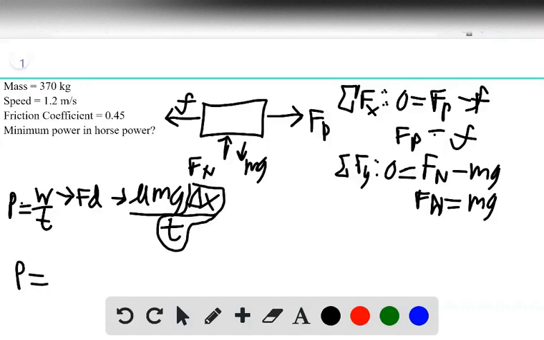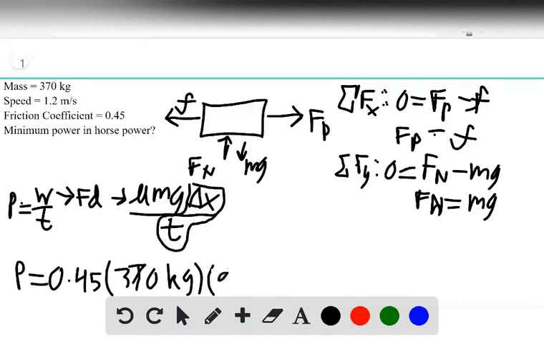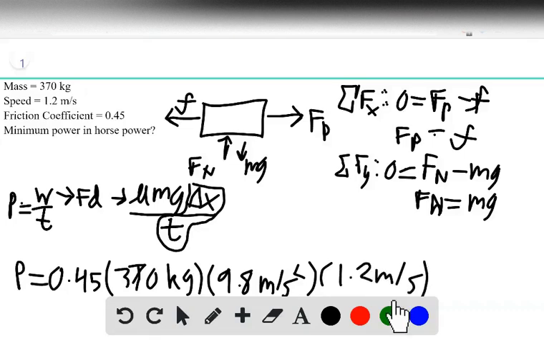Power equals mu, which is 0.45, we're given that, times a weight, which we're also given, 370 kilograms, times gravity, 9.8 meters per second squared, times the velocity of 1.2 meters per second. You can do it in either order. So plug that in your calculator and you're going to get 1958 watts.